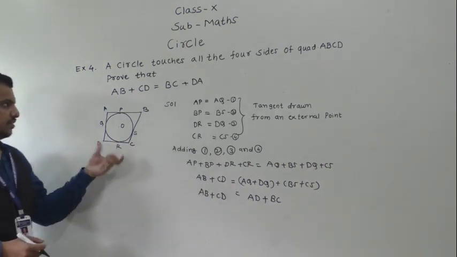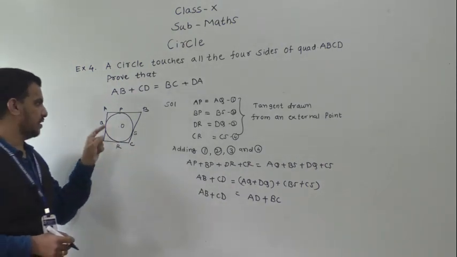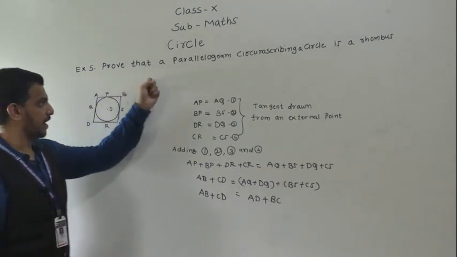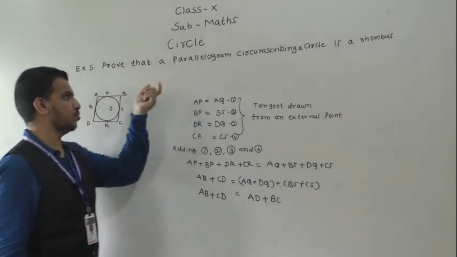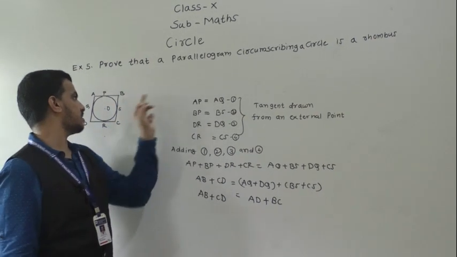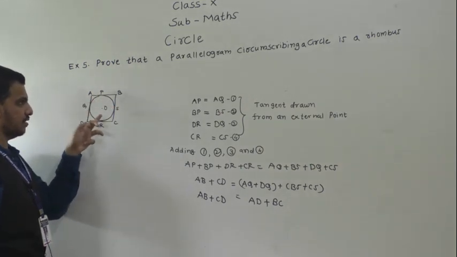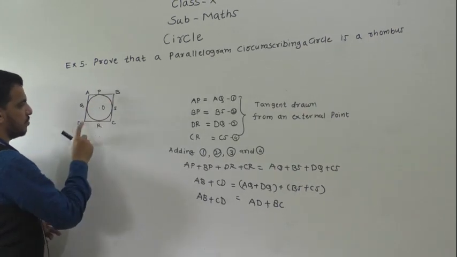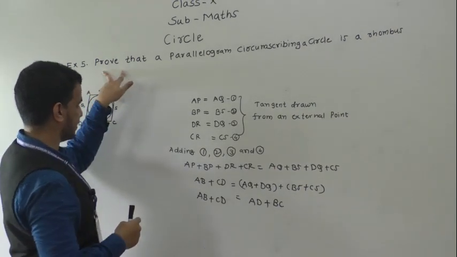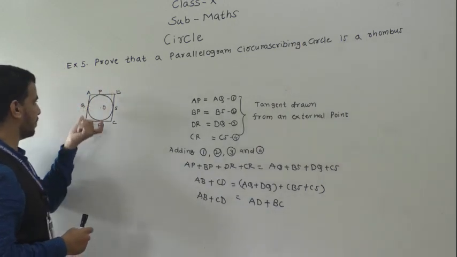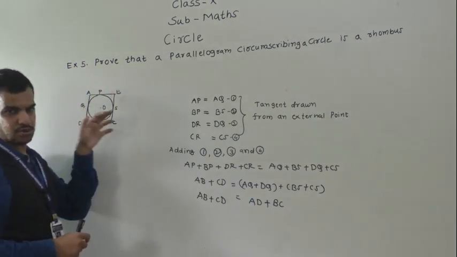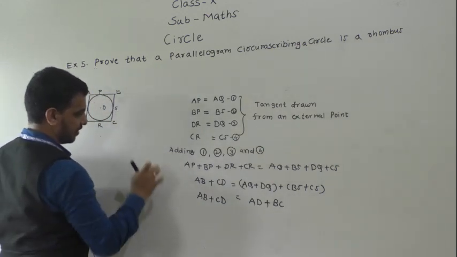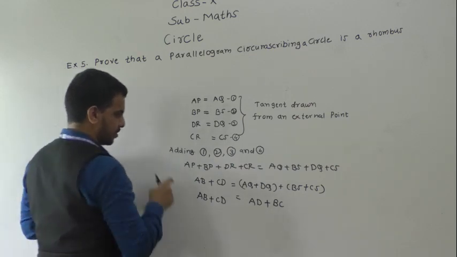Okay, now we will take the next example, similar to this one. Instead of a quadrilateral, a parallelogram is there. The next question is: prove that a parallelogram circumscribing a circle is a rhombus. Circumscribing a circle means the circle is inside the parallelogram, and we have to show that the parallelogram is a rhombus. Or the question can be: if all the sides of a parallelogram touch a circle, then show that the parallelogram is a rhombus. The proof is the same as the previous question.